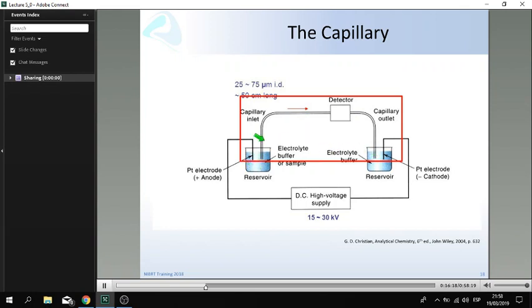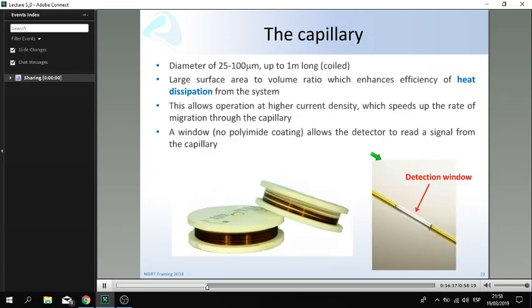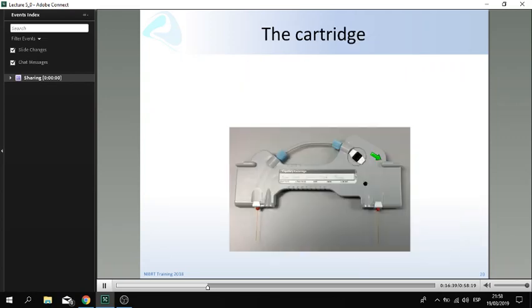So your samples go through the capillary and get separated until they reach the detector. This is where we have a detector window on the capillary. They get detected here, and then they come out and go to waste, or we can collect them if we want for next analysis.